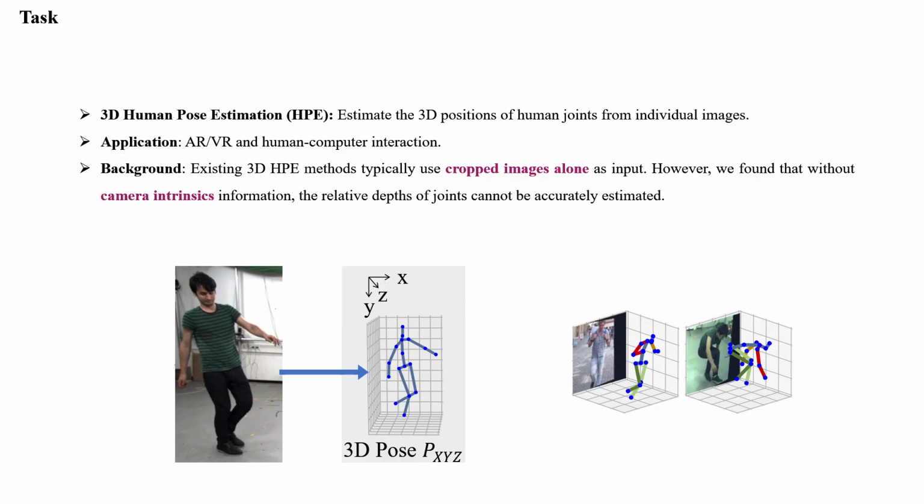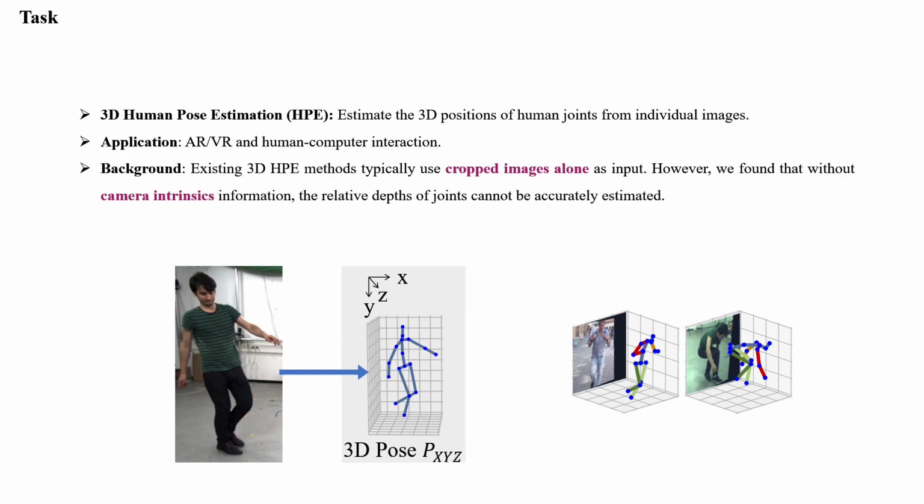In this work, we focus on 3D human pose estimation, which aims to predict the 3D positions of human joints from individual images, and it has wide real-world uses such as AR, VR, and human-computer interaction.